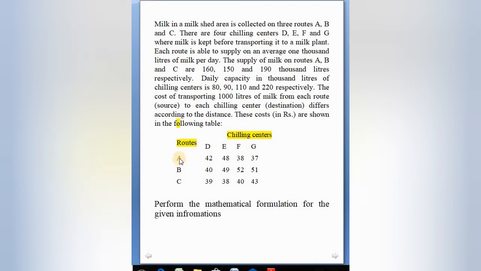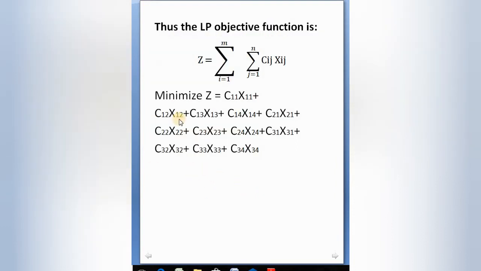So it is very simple. A to D means 1 1, A to E means 1 2, A to F means 1 3, A to G means 1 4, and B to D is 2 1, B to E is 2 2, B to F is 2 3, B to G is 2 4, as well as C to D is 3 1, C to E is 3 2, C to F is 3 3, C to G is 3 4. That's very simple as it is.